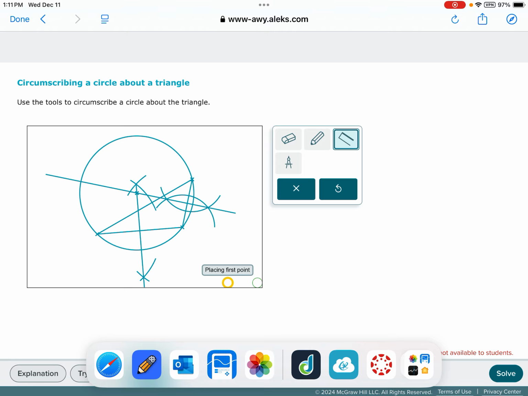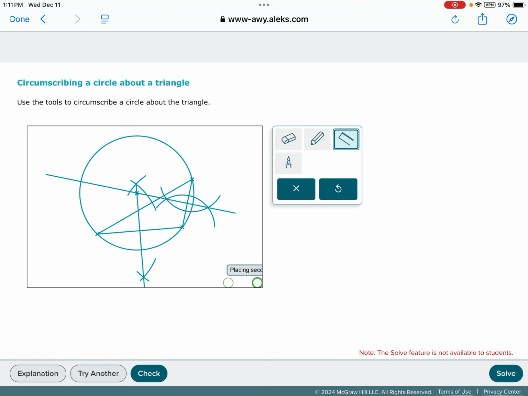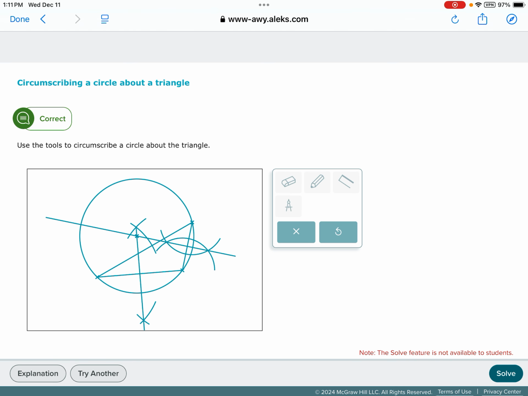It should go through all of our vertices. I'm just going to move this out of the way. And that's done. Check it, and we are good.